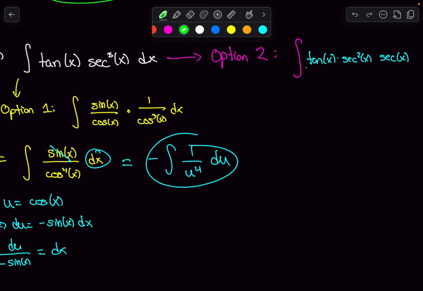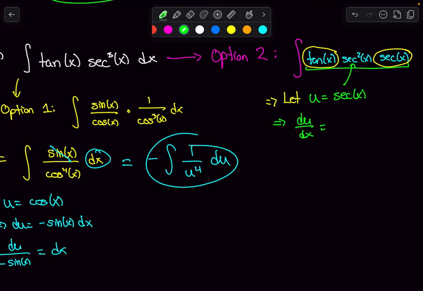Oh, so if we write it in this particular way, I notice that I have kind of a spare secant tangent sitting here. And so if we decide to let u be equal to secant of x, this is going to make the derivative du dx equal to secant of x tangent of x. And this is going to lead us to the quick conclusion that du over secant of x tangent of x is equal to dx.